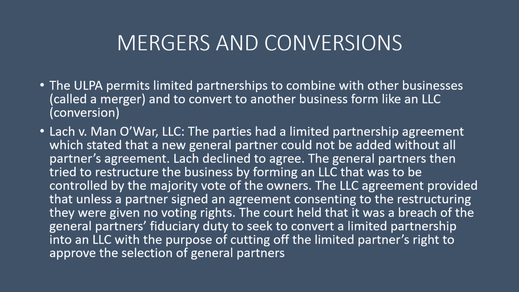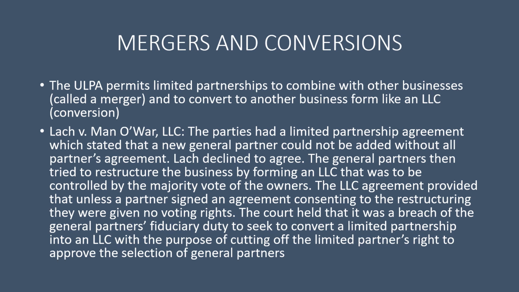So to try to get around this, the general partners then voted that they were going to convert to a limited liability company, and they would provide with a limited liability company that the majority of the owners would control. And they also said that unless all of the owners signed off on the fact that this restructuring was kosher, they would have zero voting rights in the new form of business, in the limited liability company. So they tried to undo their limited partnership agreement by converting to a limited liability company and then providing that that company could be controlled by the majority of the owners. And Lack challenged this and said, you can't use this conversion power to take away my right to nix whatever the other owners want to do.